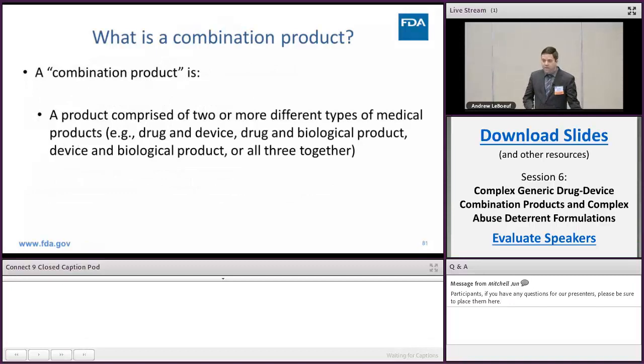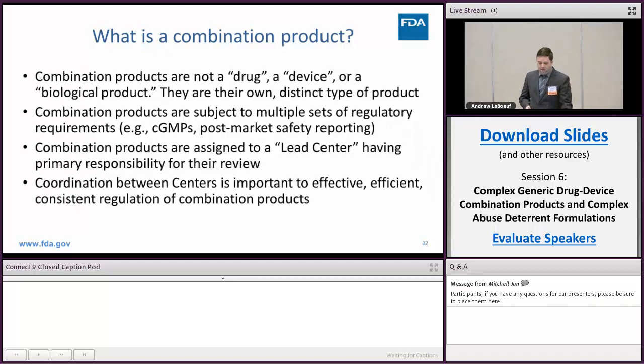So what is a combination product? A product comprised of two or more different types of medical products: a drug and device, a drug and biological product, a device and biological product, or actually it could be all three together. They are a distinct type of product because they are made up of different types of medical products. They are not just a drug, they are not just a biologic, and they are not just a device.